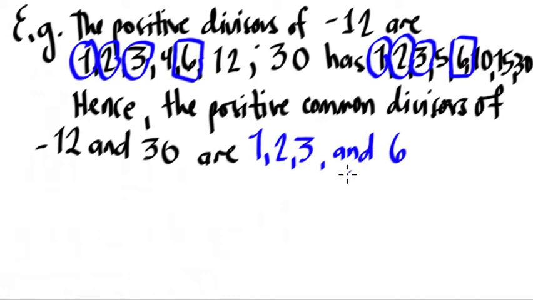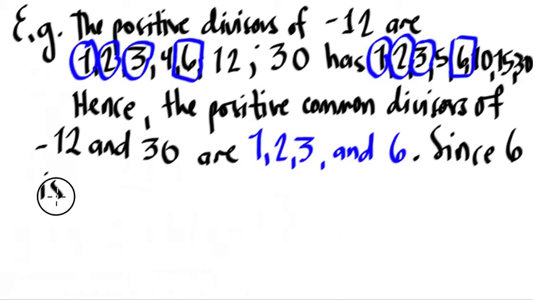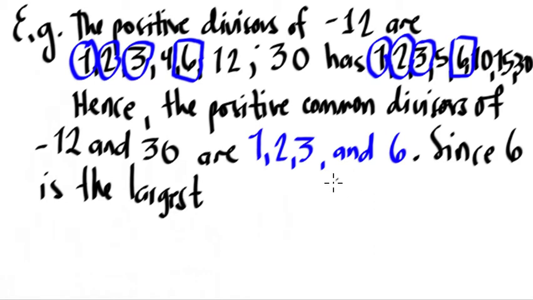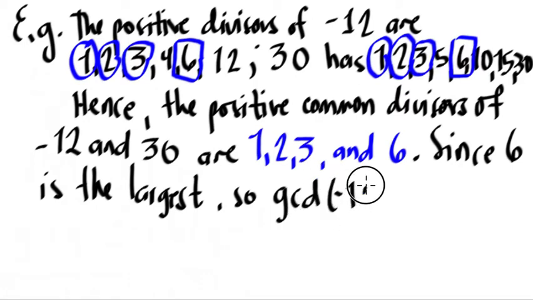Since 6 is the largest of all the common divisors in this pair, negative 12 and 30, therefore we say that GCD of minus 12 and 30 is equal to 6.